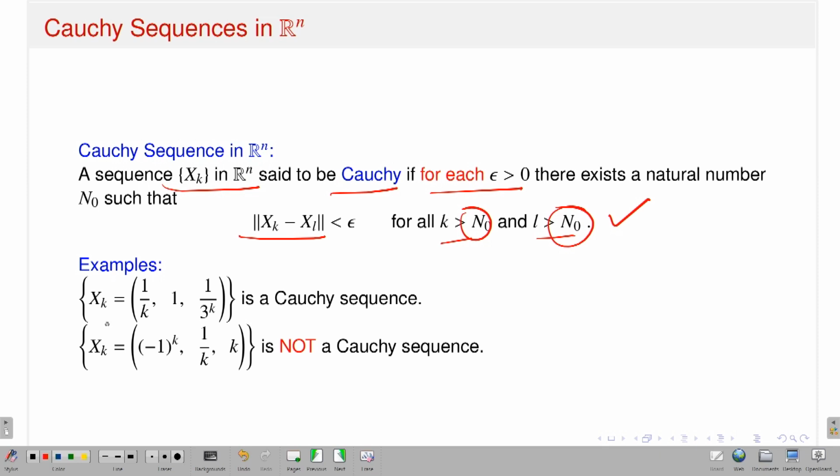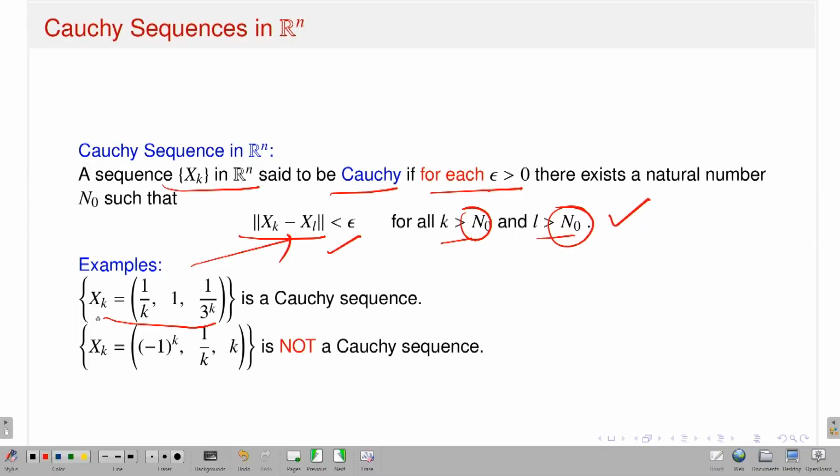Some examples: again, take this sequence x_k in the 3-dimensional Euclidean space. It is a Cauchy sequence. You can directly use the definition, norm of x_k minus x_l, so that given epsilon there exists an n naught such that this is true. Or in terms of the component sequences you can prove it. In a later slide, one can prove that a Cauchy sequence x_k in R^n implies that the component sequences are Cauchy sequences in R.